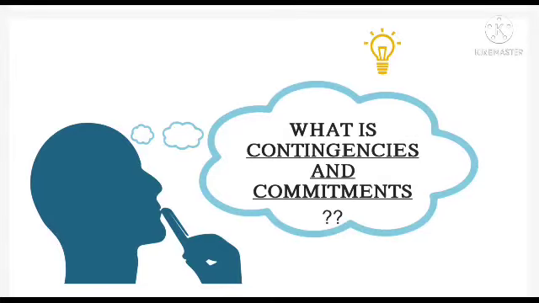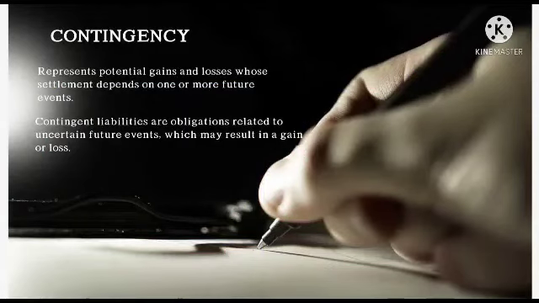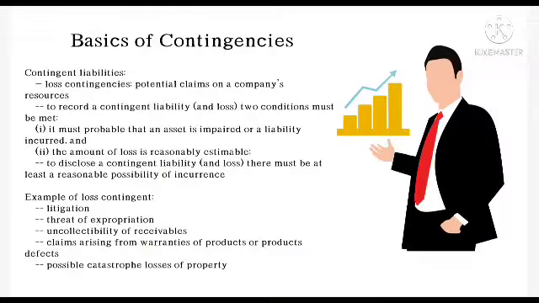The next topic is contingency and commitment. Contingency represents potential gains and losses whose settlement depends on one or more future events. Contingent liabilities are obligations related to uncertain future events which may result in a gain or loss.